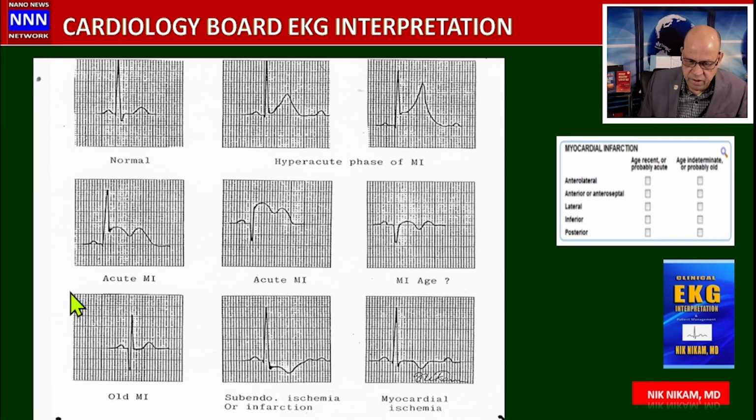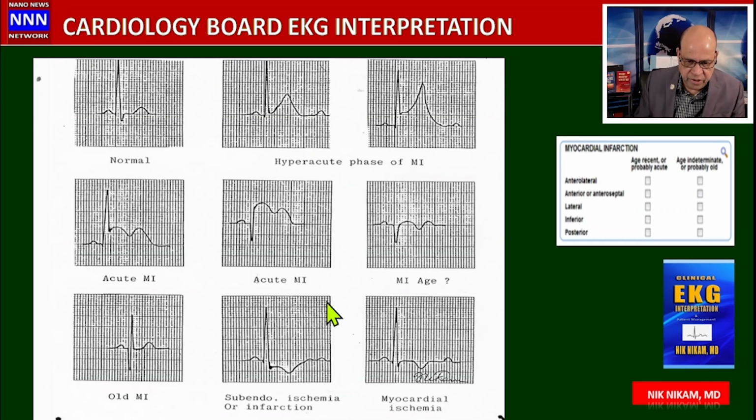Similarly, we can see diffuse T wave changes, symmetrically inverted T wave changes in multiple leads, which may suggest myocardial ischemia, or it may be throughout the entire electrocardiogram, in which case it may suggest global myocardial ischemia.